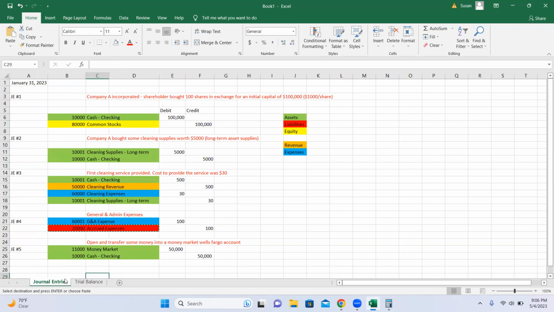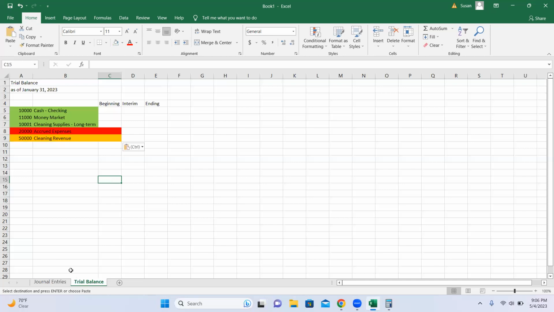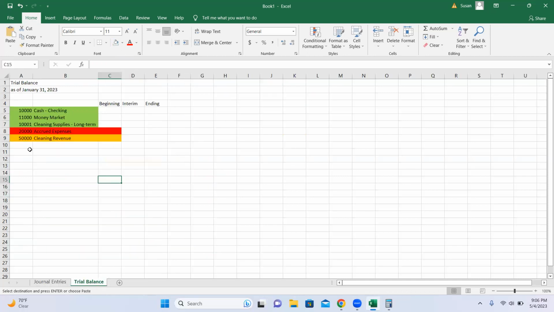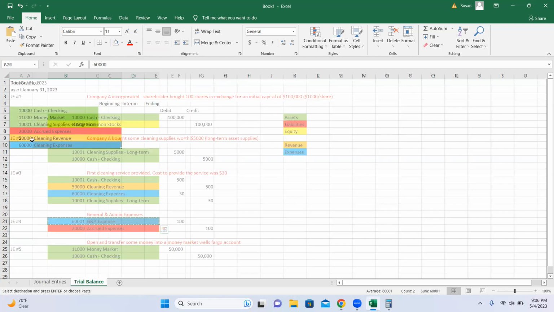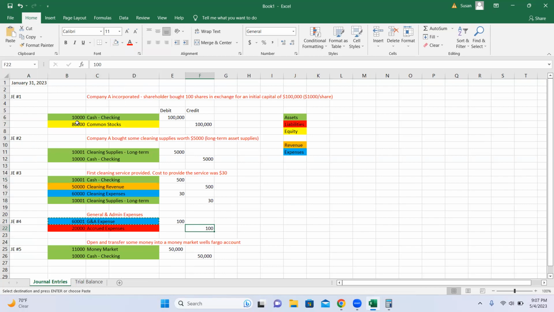And then next I'll put my revenues and expenses. So beginning with the revenues, we have the cleaning revenue. And then for the expenses, we have cleaning expenses. And then we have our general and administrative expenses. Lastly is the common stock.